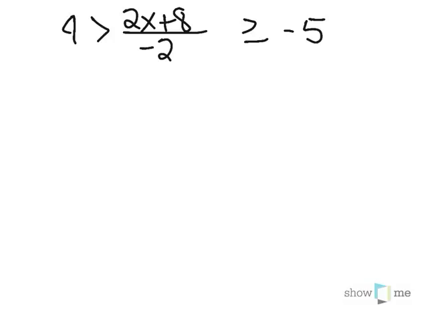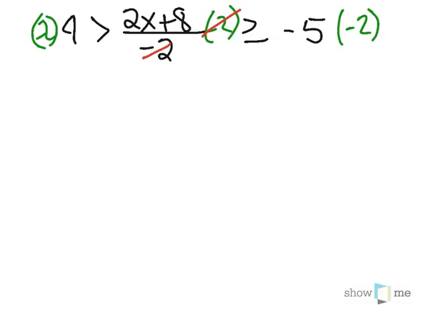So the first thing we're going to want to do, if we're looking at just the middle, is we want to get rid of that negative 2. Well, since the entire middle is divided by negative 2, in order to basically undo that, we need to multiply both sides by negative 2. I mean, all 3 pieces by negative 2. So that's going to allow us to cancel the negative 2's from the middle.